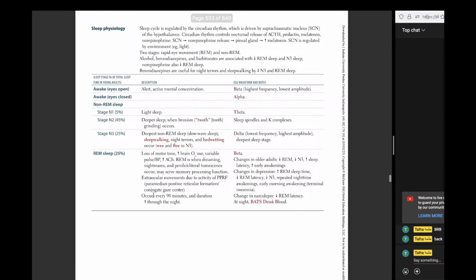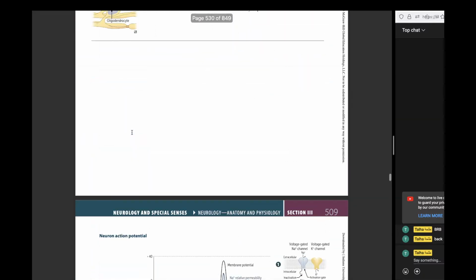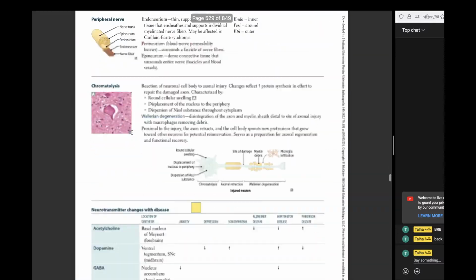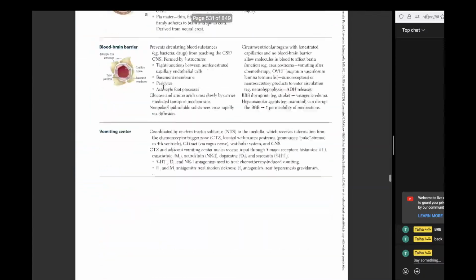Oh wow, they have a whole sleep stages section. Sleep cycle is regulated by the circadian rhythm, which is driven by the suprachiasmatic nucleus, SCN, of the hypothalamus. Oh, interesting. Where was dopamine produced? Did I misread that? No, it's fine. Okay.